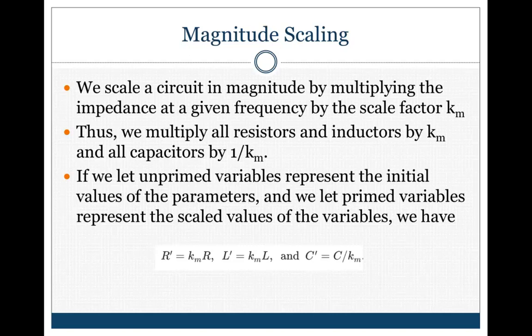Notice too, the cutoff frequency of an RC filter is 1 over RC. So if we use 1 over R prime C prime, notice the K sub m's will cancel out. And so we'll have the same cutoff frequency that we would have with our original values, because the magnitude scaling factor for the resistors is in the numerator, and for the capacitors it is in the denominator. So if we're doing only magnitude scaling, the cutoff frequencies will not be shifted.